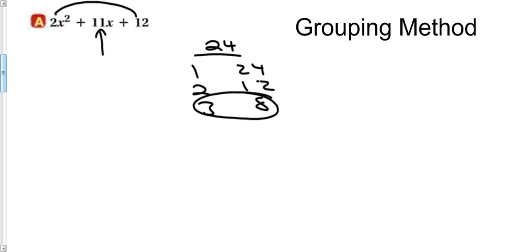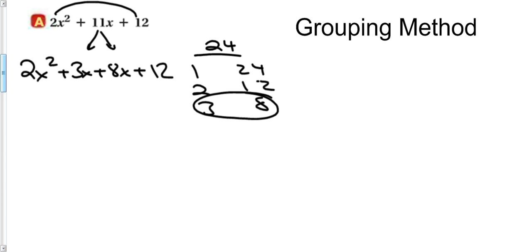Okay? So what I do now is I change 11x into 3x and 8x. So rewriting my equation, 2x squared plus 3x plus 8x plus 12. Okay? I haven't really changed anything. All I've done is broken the 11x into two different parts. Okay? Now I look at these first two terms and the last two terms, and I factor out something they have in common, with the goal of having whatever's left over be the same in both terms. Okay, so let's see how I can do that.